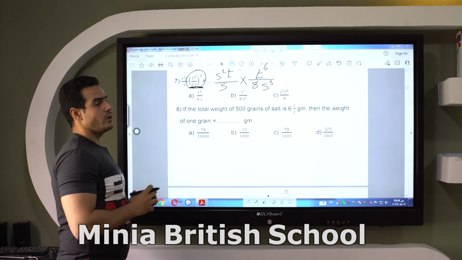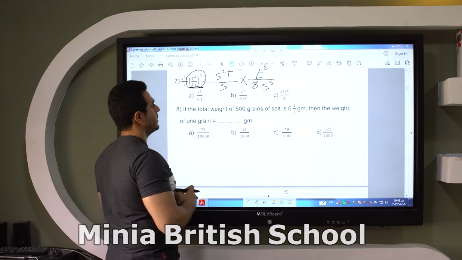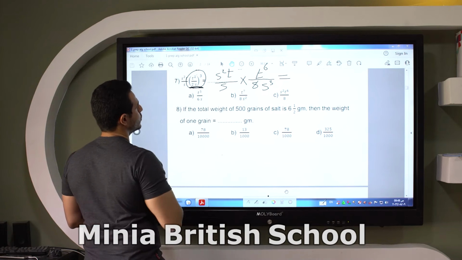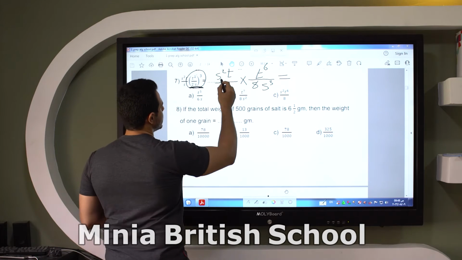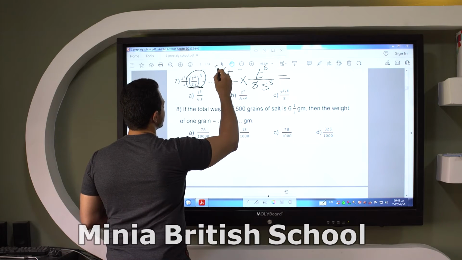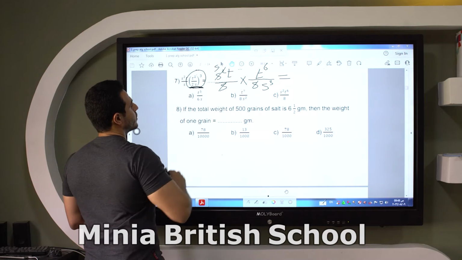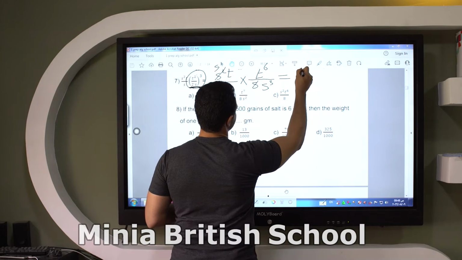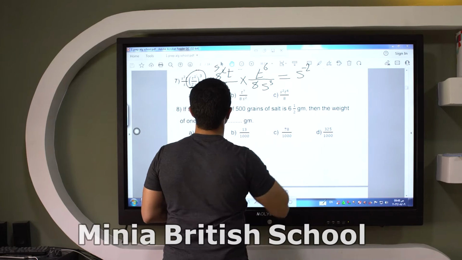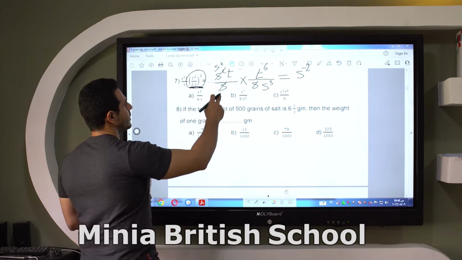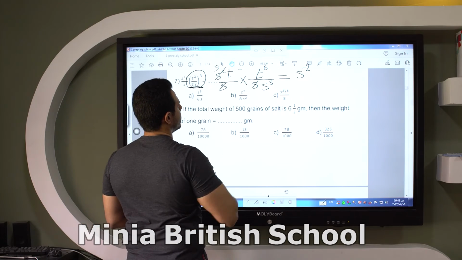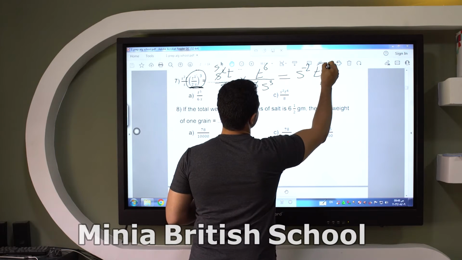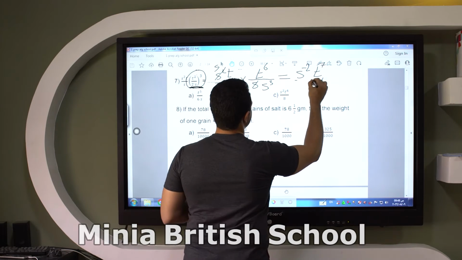Now let's collect the like terms, or the like variables. s power 2 divided by s equals s power 1. Now s power 1 divided by s power 3 equals s power negative 2, sorry. Okay? Now t times t power 6 equals t power 7 over 8.